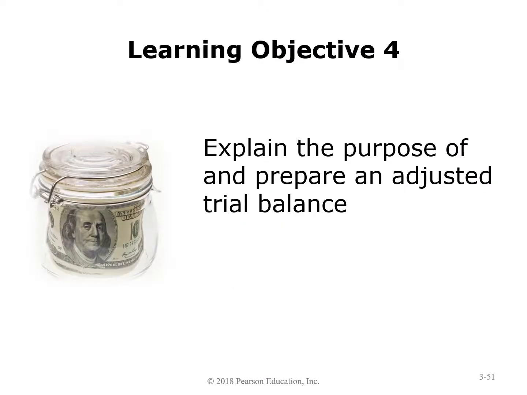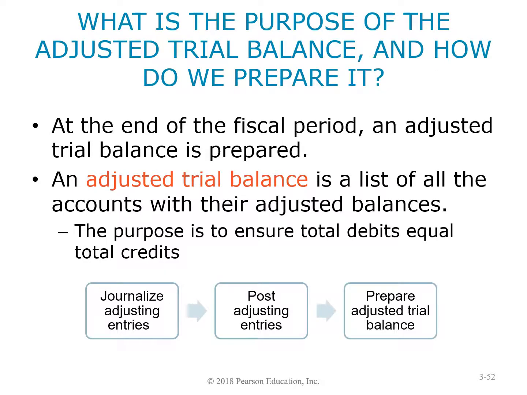All right, now after we prepared our daily transactions, our daily journal entries, we prepared a trial balance, an unadjusted trial balance. And then after we make our adjusting entries and post those to our ledger, we will prepare an adjusted trial balance. Okay, so the process is always journalize, post, trial balance. But since we're in the adjusting process, we journalize adjusting entries, post adjusting entries, and prepare the adjusted trial balance.